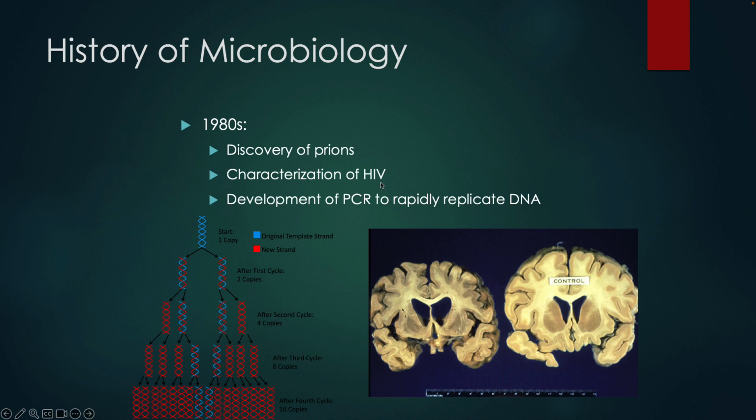Scientists characterized HIV. So in the 1980s, HIV was really decimating populations. And so it was really important to figure out what it was so we could try to figure out how to stop it. And so they characterized the virus as a retrovirus that turns RNA back into DNA.